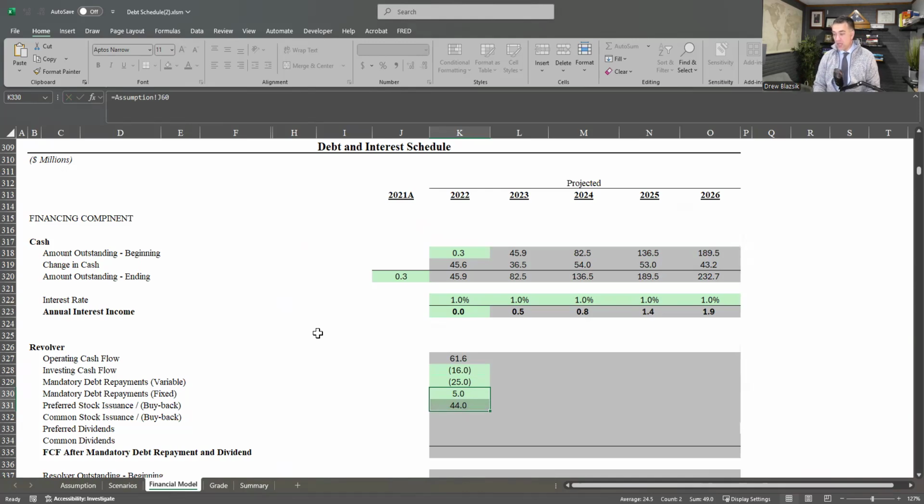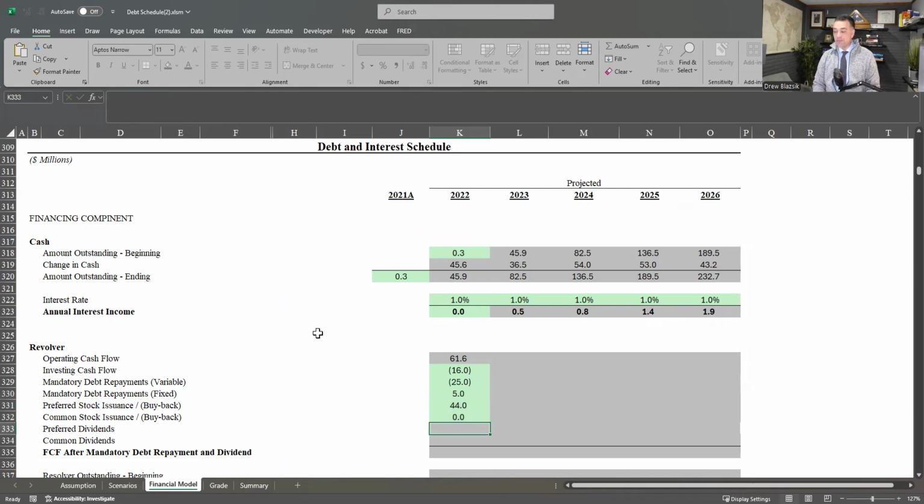I'm going to go down. That's going to be our preferred stock. We issued new preferred stock. So we sold preferred stock. Therefore, we got more cash. And then common stock, that was zero. We're not buying back or anything. If we bought back common stock, that would be a negative. If we issued more, that would be a positive. So we got all that solved.